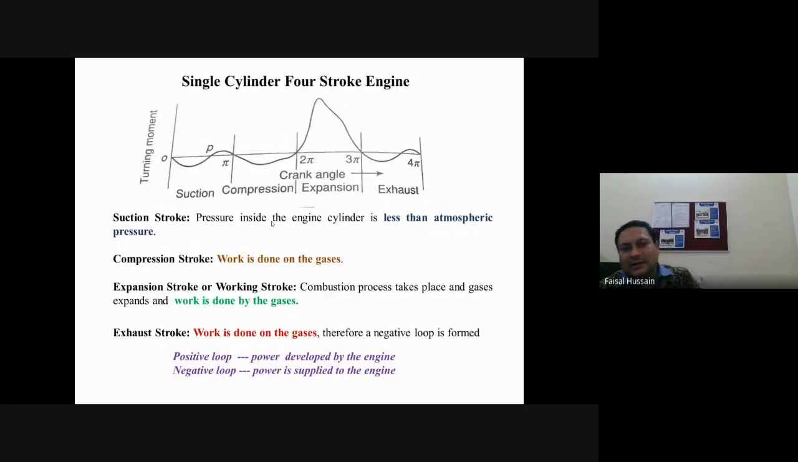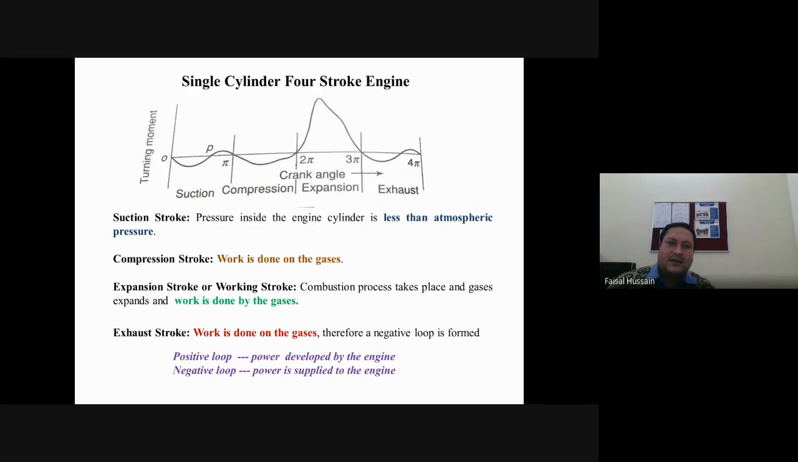So this is the category of intracycle. Now let us see the T theta diagram of a single cylinder 4 stroke engine. As we know that in a single cylinder 4 stroke engine, one power stroke is completed in 2 revolutions of the crankshaft, that is 720 degrees. So let us, for example, say 0 to 180 degrees is your suction stroke.